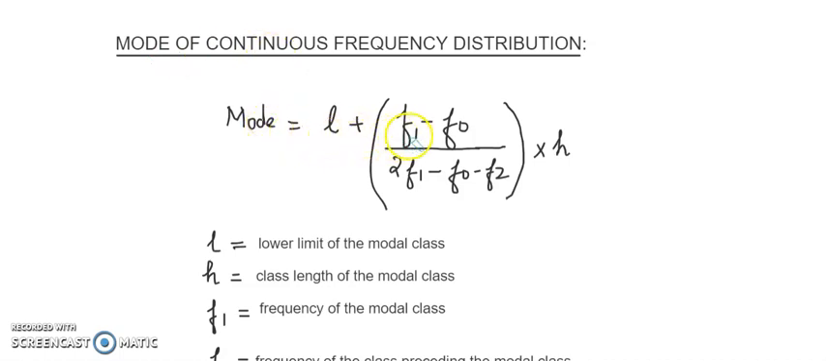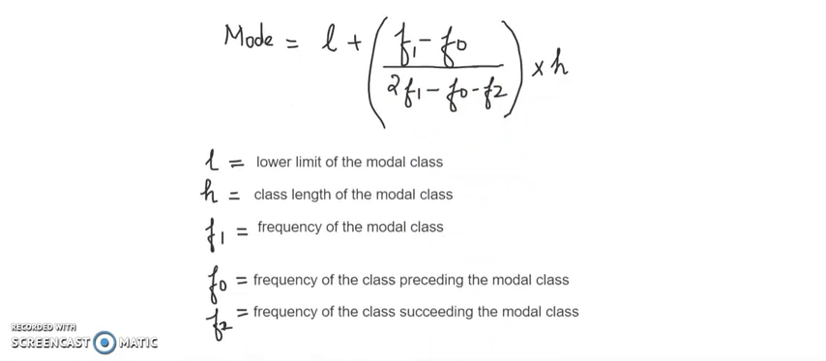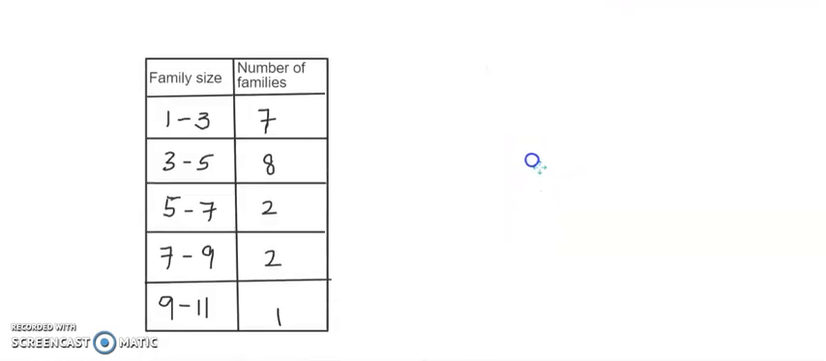It's L plus (F1 minus F0) upon (2F1 minus F0 minus F2), times H. Let's look into these individual terms. L means the lower limit of the modal class. How to find the modal class? I'll explain in a minute. H is the class length of the modal class. F1 is the frequency of the modal class. F0 is the frequency of the class which is preceding, meaning which comes before the modal class. And F2 is the frequency of the class which is succeeding, meaning which comes after the modal class. Let's take some examples and understand the whole rule.